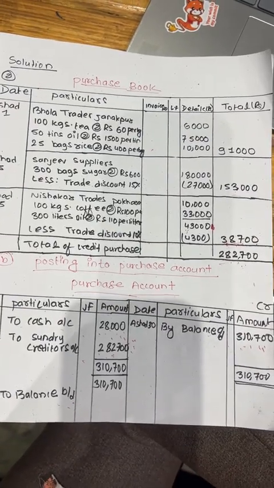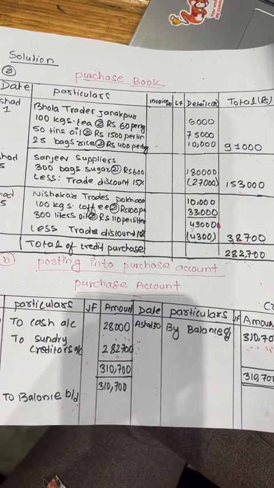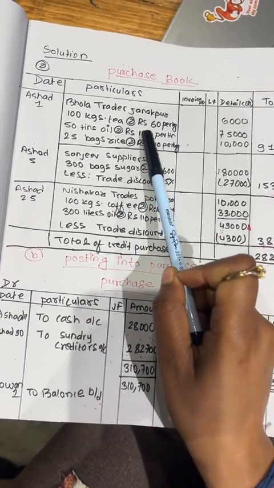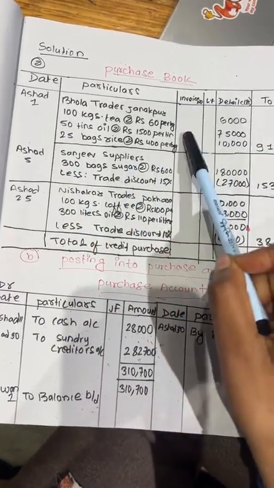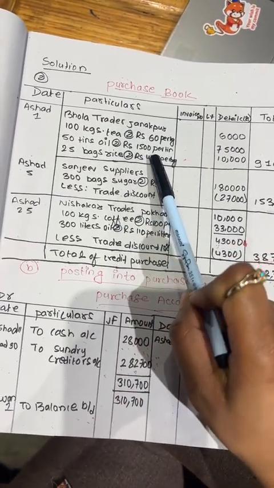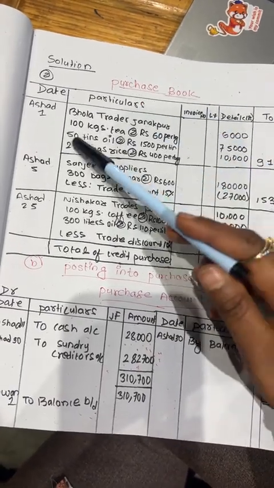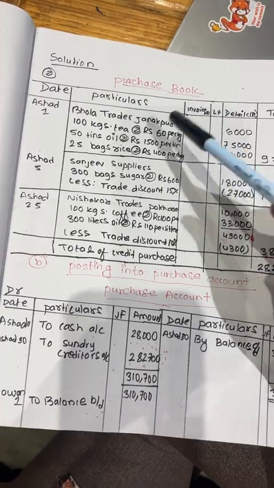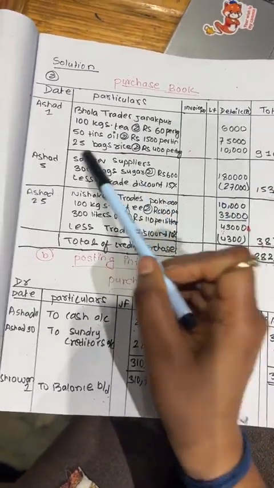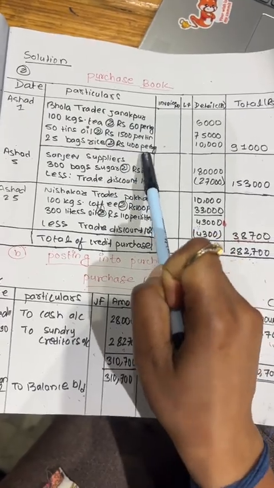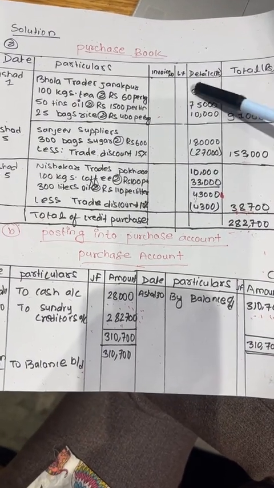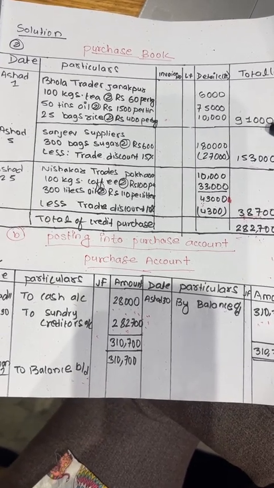We have multiple items: tea, oil, rice, and there are also rupees and quantity. So 100 kg tea at the rate of Rs 60 per kg. 100 into 60 is 6,000. Then 50 tins of oil at the rate of 1500 per tin. 50 into 1500 is 75,000. Then 25 bags of rice at the rate of 400, which totals 10,000. Then we calculate the total value, which comes to 91,000.